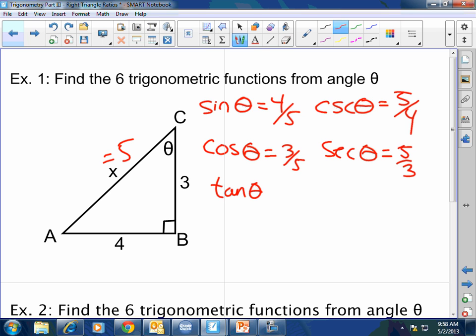Tangent of theta, TOA: opposite over adjacent. That's 4/3. Guys, the hypotenuse is never adjacent. What is the cotangent, which is the reciprocal, going to be? 3/4. Does that make sense, guys? Pretty simple, right?